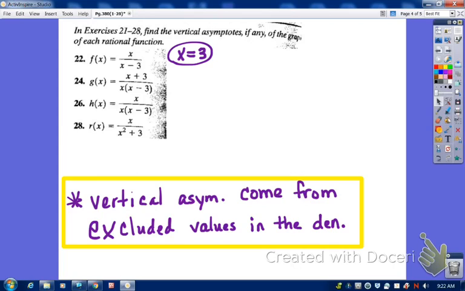In number 24, there are 2 excluded values. What's the first one? 0. That first little x all by itself can't be 0. So you have x equals 0, and you also have a second vertical asymptote at x is equal to 3. Vertical asymptotes, you're used to finding excluded values. That's where they come from. So you would have a dashed line where all the x's are 0 on your graph. You'll have another vertical dashed line where x is equal to 3, and that would split your graph up into 3 pieces, and then your graph just approaches the line x equals 0 and approaches the line x equals 3.